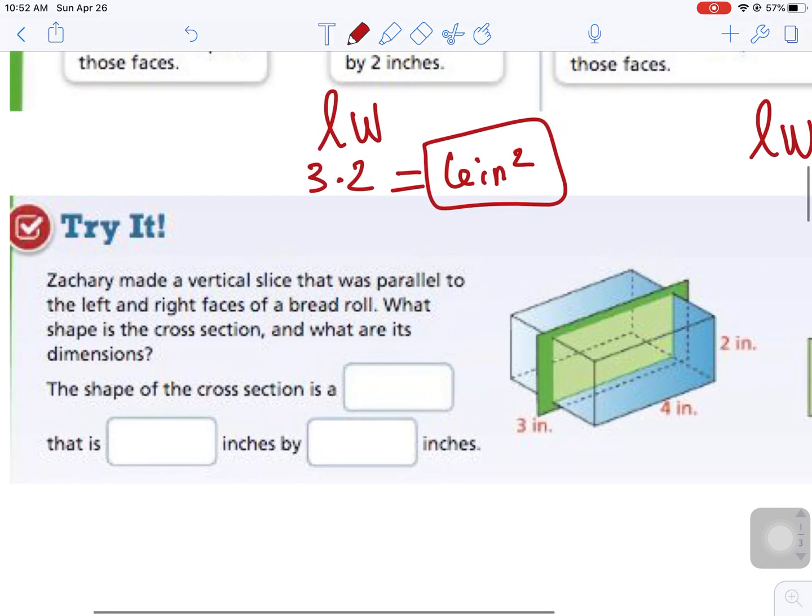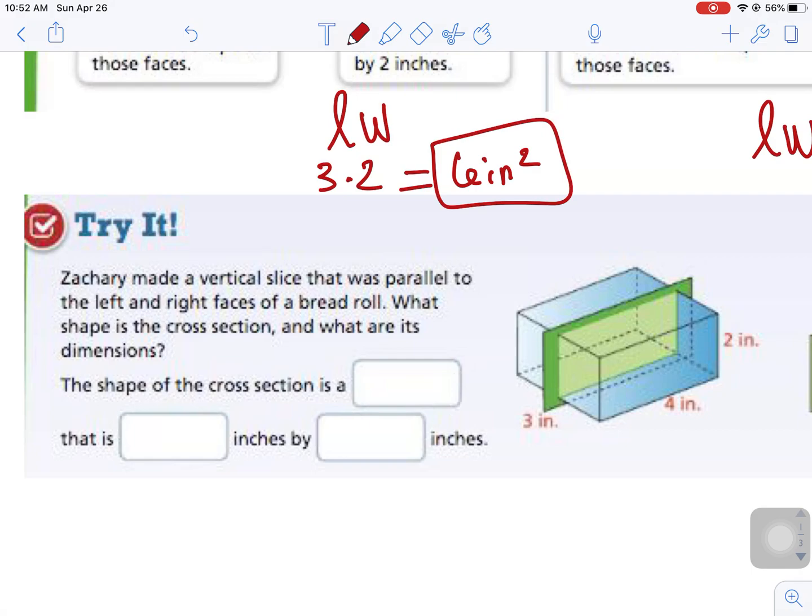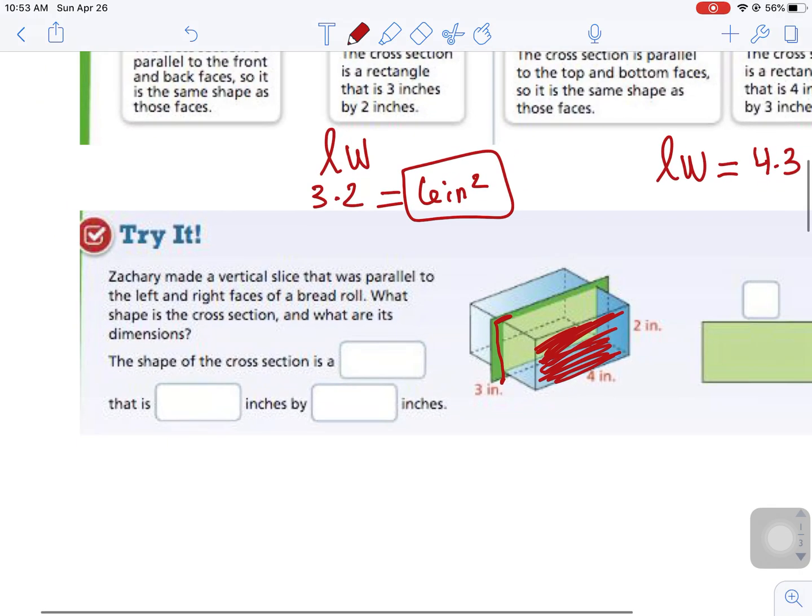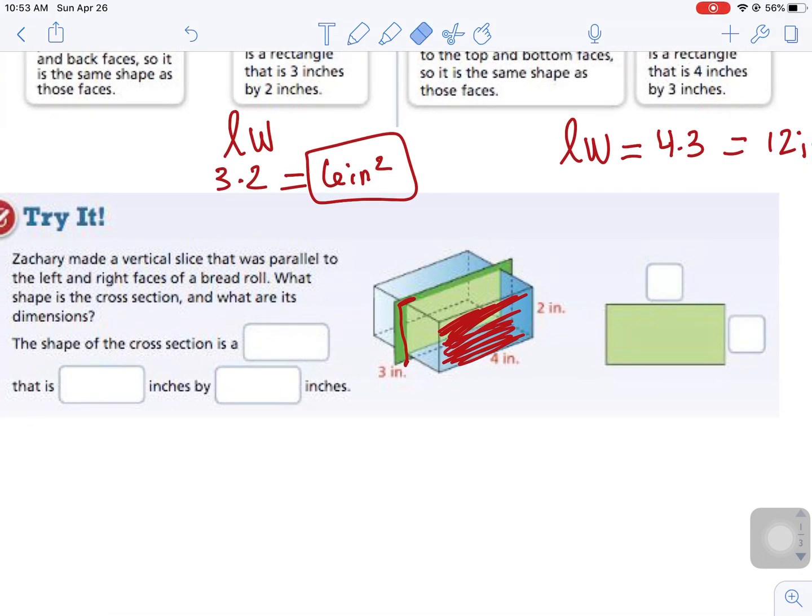Zachary made a vertical slice that was parallel to the left and right faces of the bread roll. So when he makes his vertical slice, it goes straight down as we can see. It's vertical to this front and the back as well. So again, we have a rectangular shape. So this is our cross section. It's parallel to our front, so we have a rectangle.